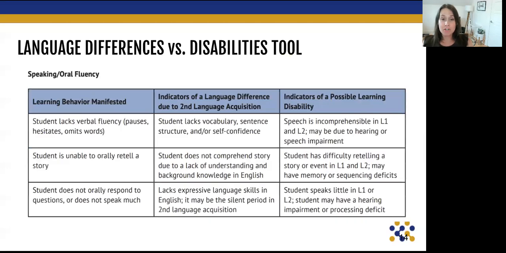Here's an example of what you're going to find on that US Department of Education toolkit. So there's 5 pages of charts, just like this one, that can help you decipher the differences between what might be a language difference or an indicator of a possible learning disability. These tools start on page 7 and look at different categories. There's reading, math, behavior, handwriting, spelling, and several others.